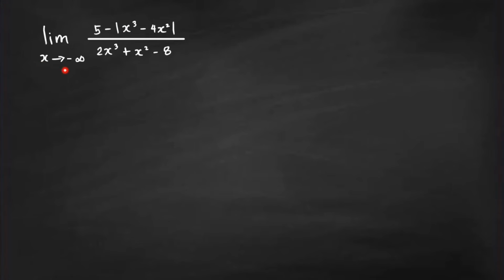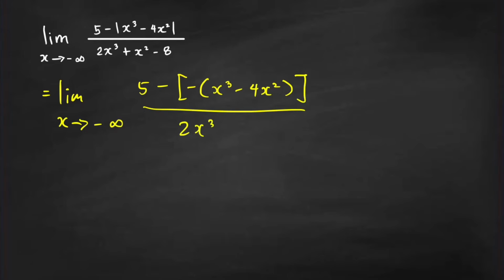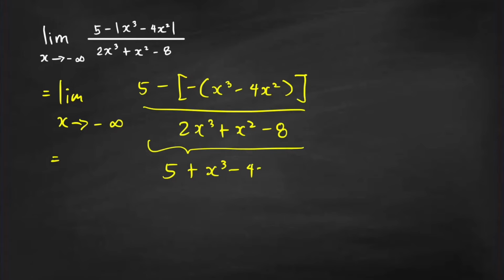So we expect that when x becomes a huge negative number, the number inside this absolute value is a negative number. So how do we remove absolute value bars when you have a negative number inside? You just have to take the negative of the number inside. So here we can write this down as the limit as x goes to negative infinity of 5 minus the negative of the number inside. So it is like the negative of x cubed minus 4x squared, which is actually equal to, in the numerator, minus negative, so it becomes 5 plus x cubed minus 4x squared, all over the denominator, which is 2x cubed plus x squared minus 8.